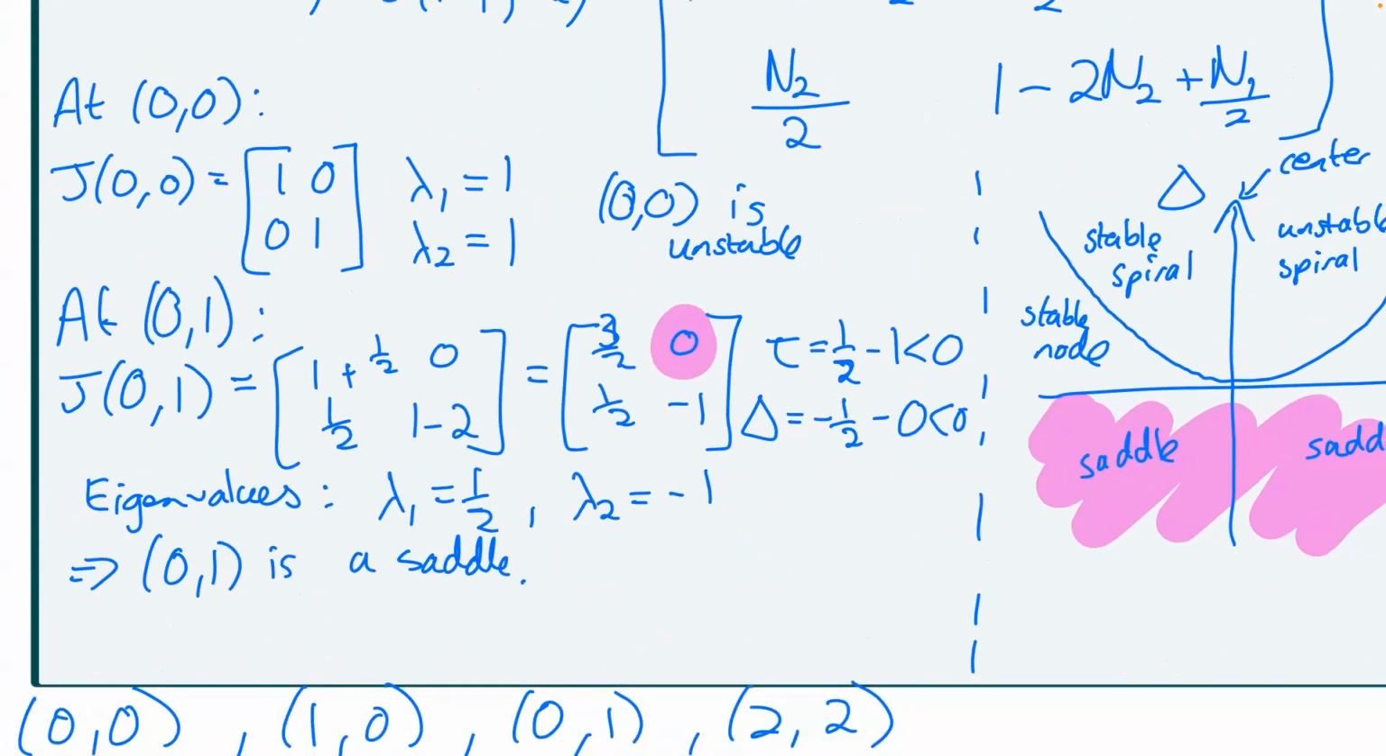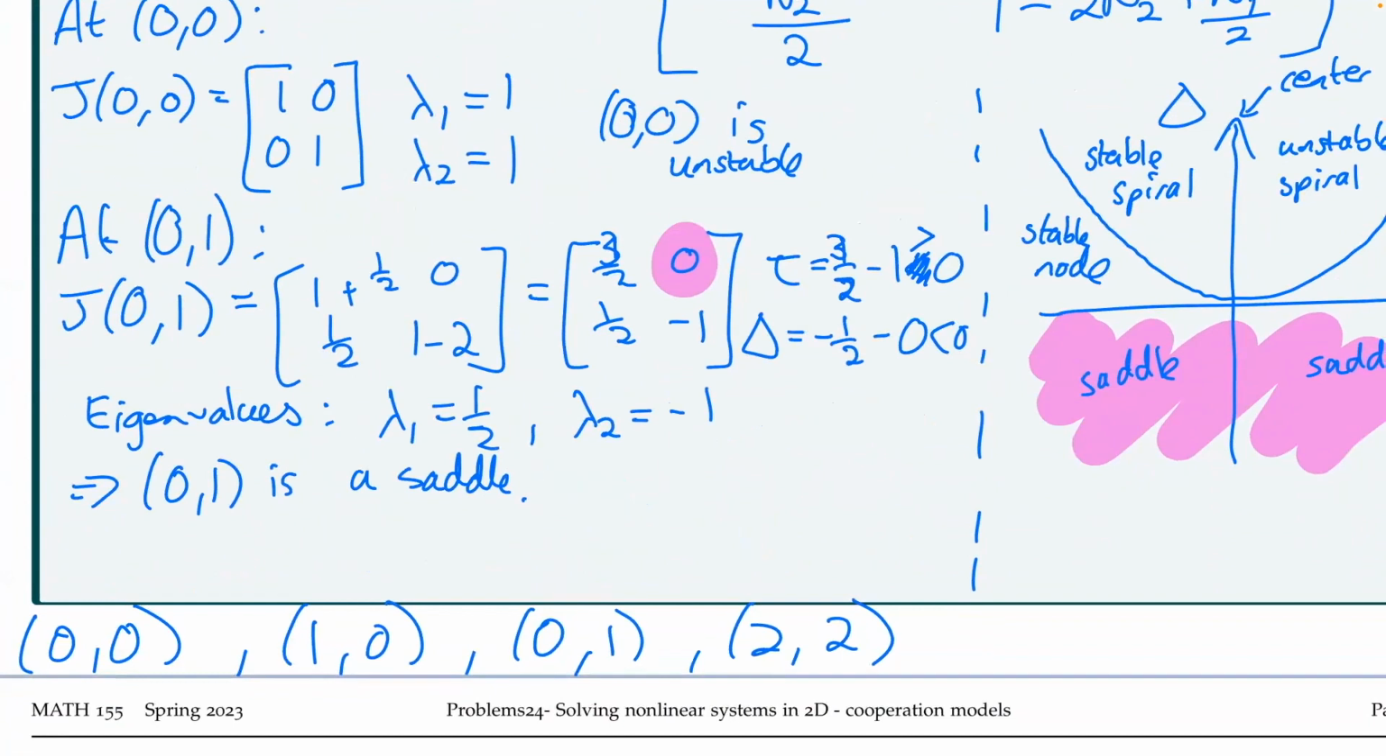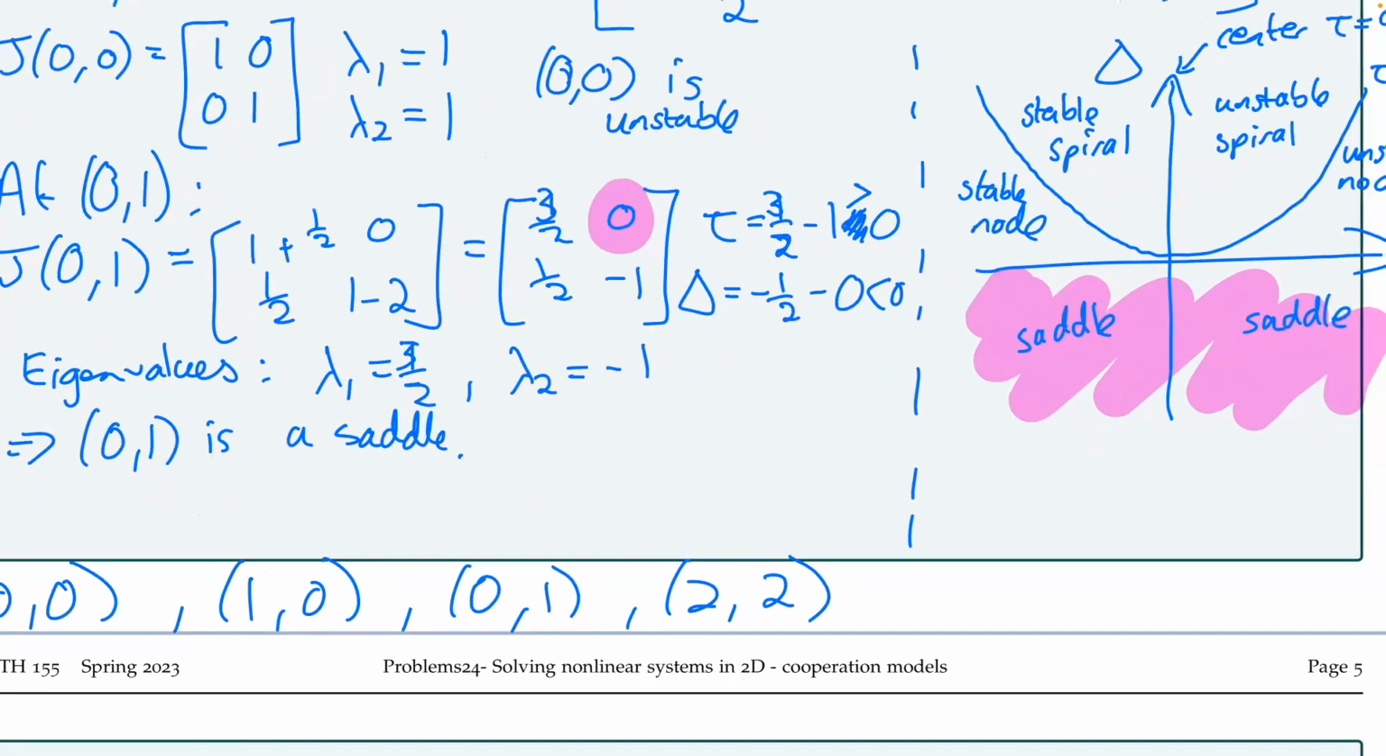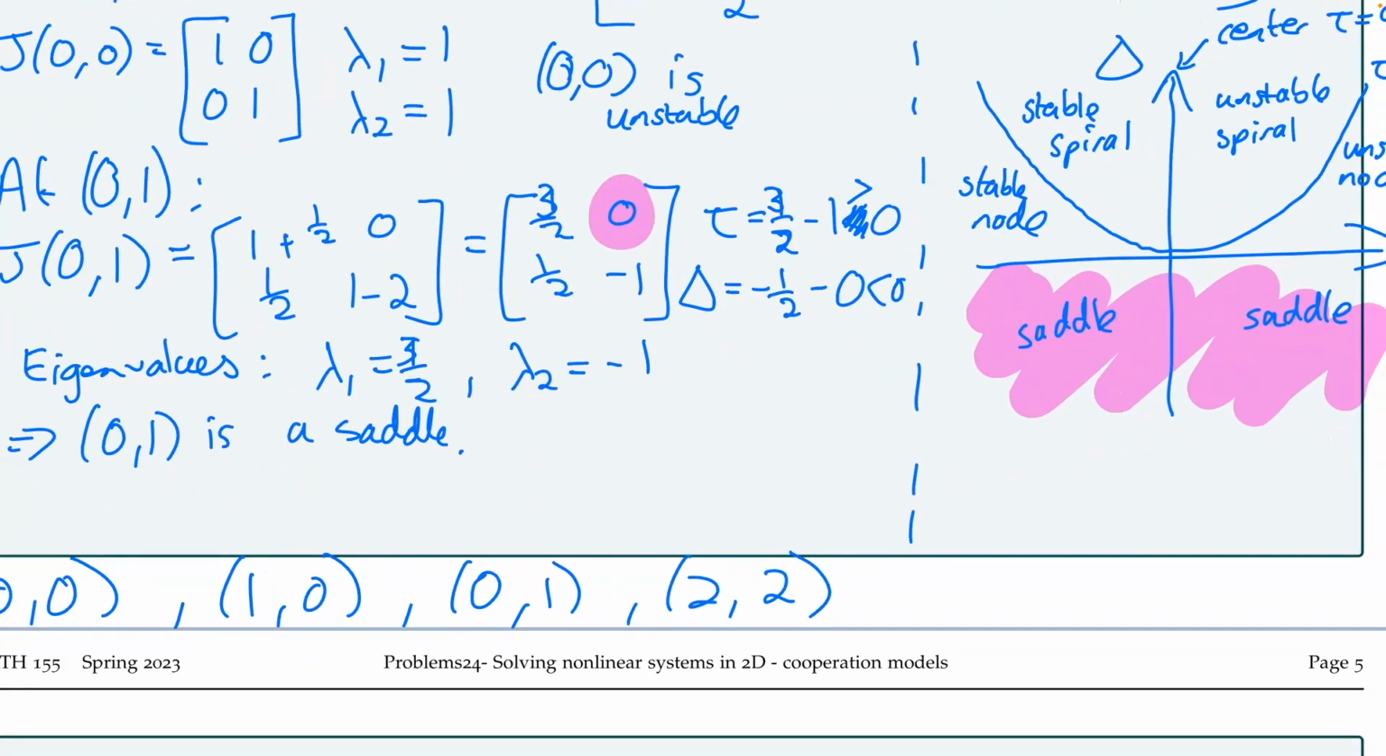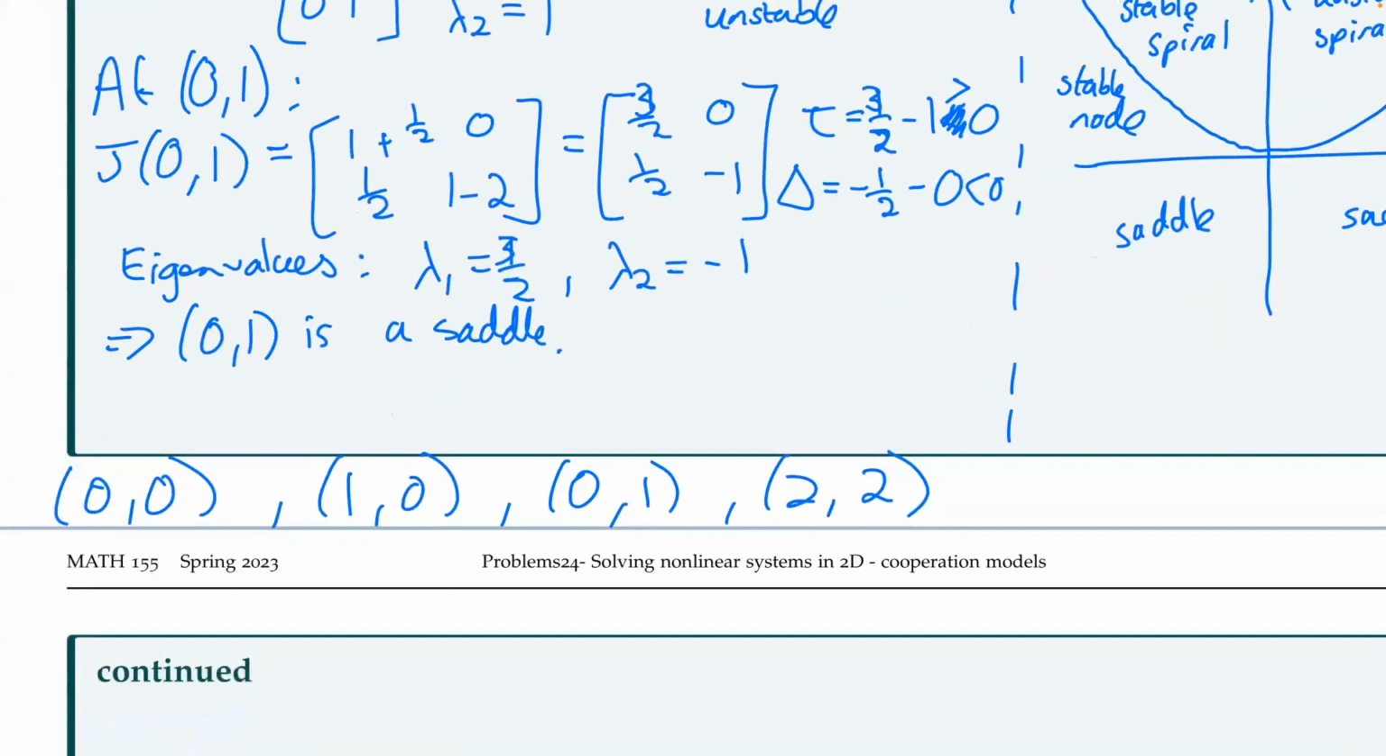That changed the sign of this, but that doesn't matter. That should be greater than 0. Your eigenvalues here, you have 3 over 2 minus 1. So it doesn't change the stability of anything, but thank you for spotting that. Again, I'm slipping back into my competition models. Okay, so we have 0, 1 as a saddle.